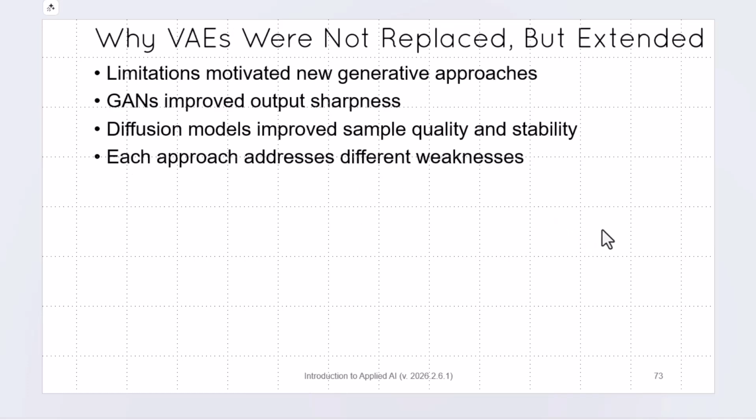Why were VAEs not replaced but extended? Limitations motivated new generative approaches. Generative adversarial networks improved output sharpness. We will see more on that in a future lecture. Diffusion models improved sample quality and stability, and each approach addresses different weaknesses.